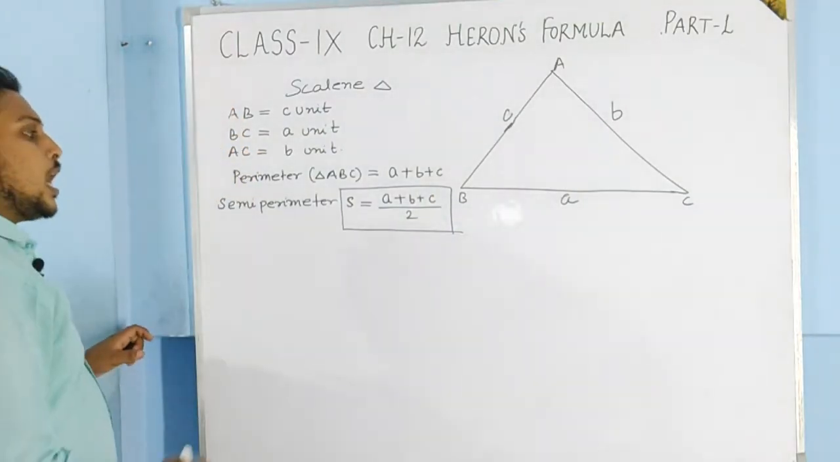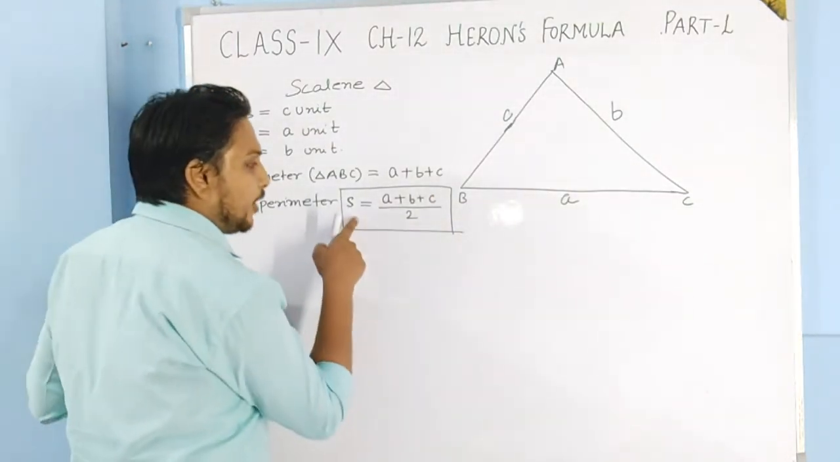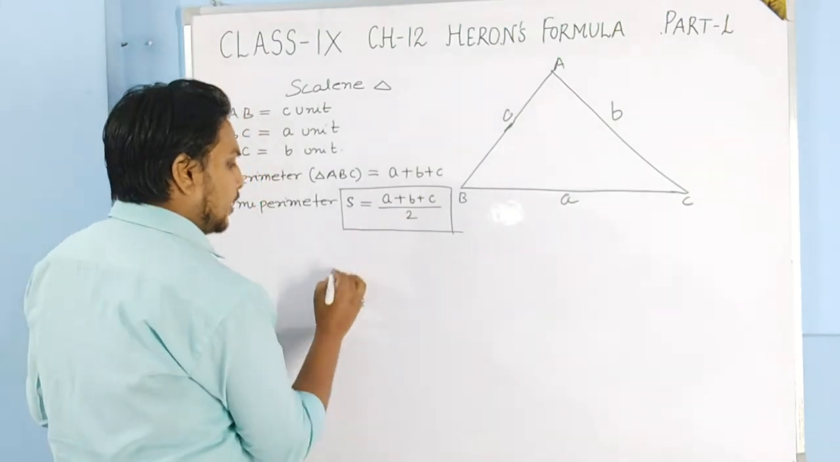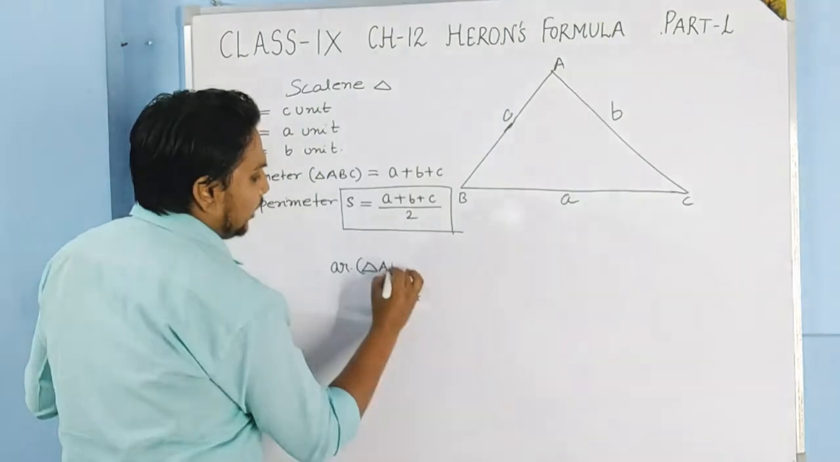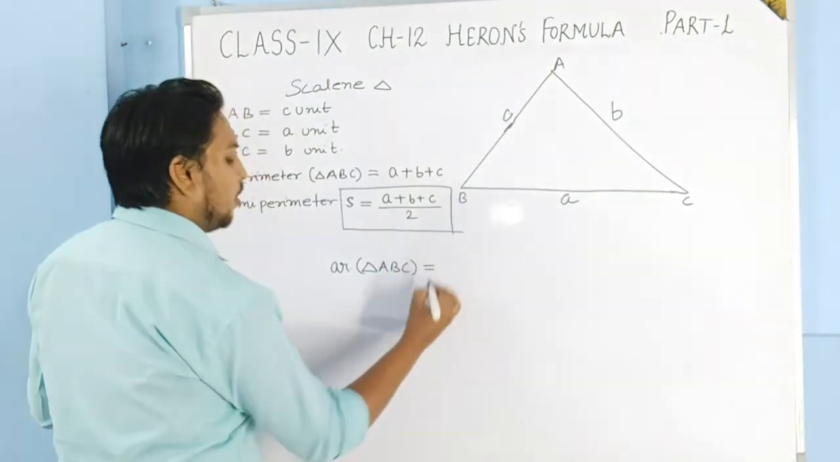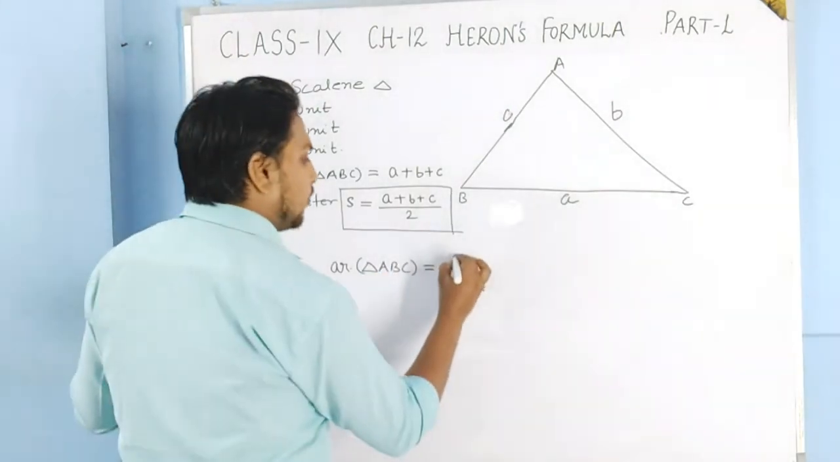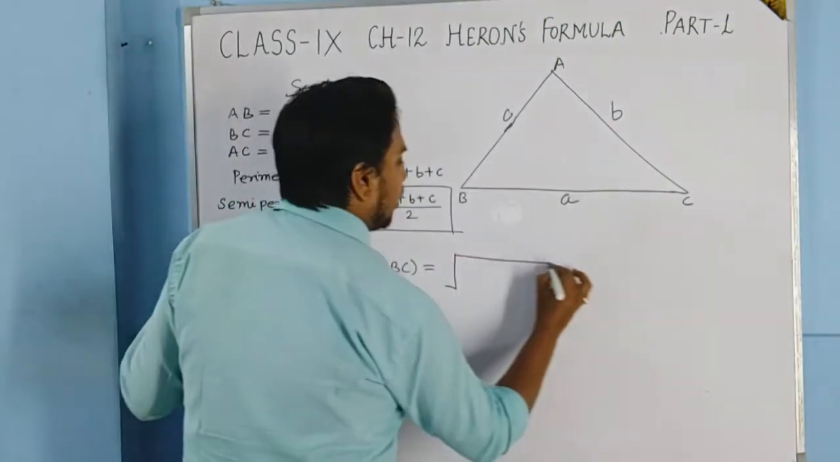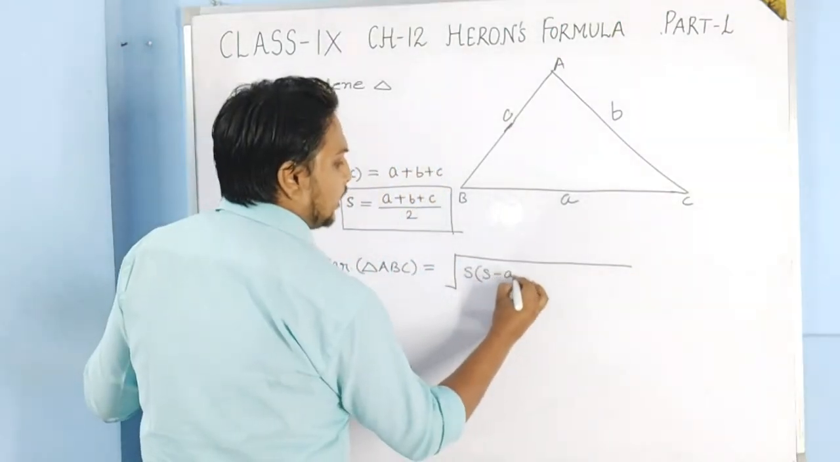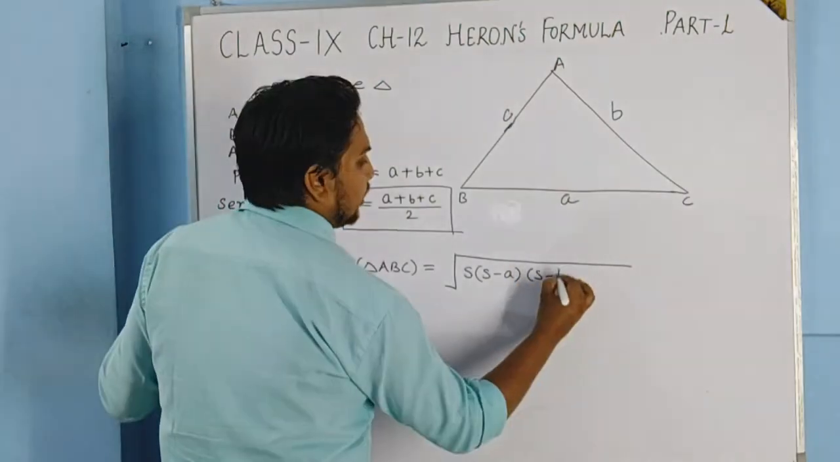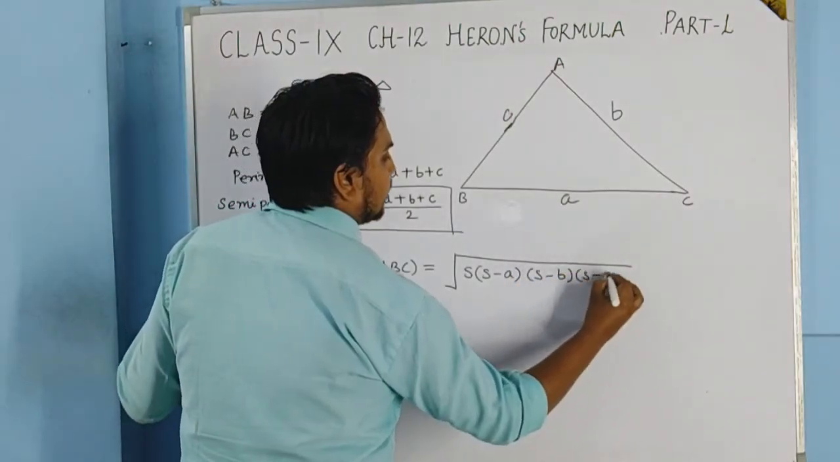Okay, after finding the value of s, we will apply the formula for the area of triangle ABC, which is also called Heron's formula, and this formula is s minus a, s minus b, and s minus c.